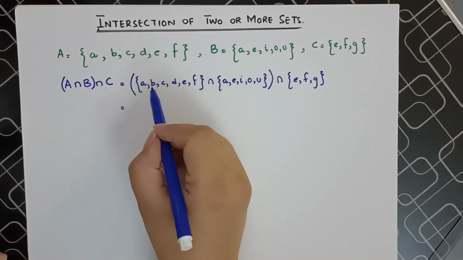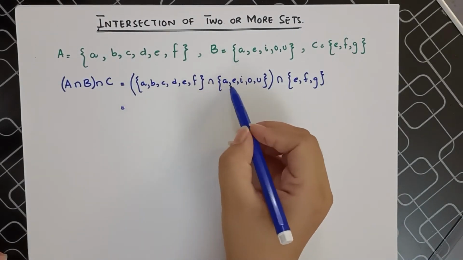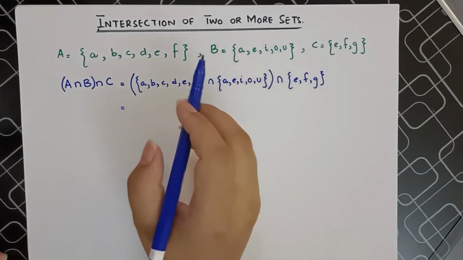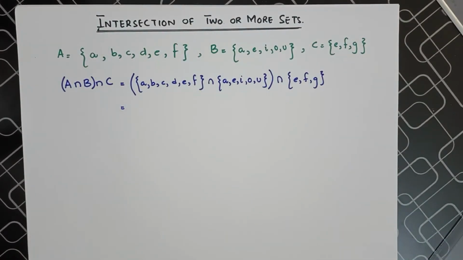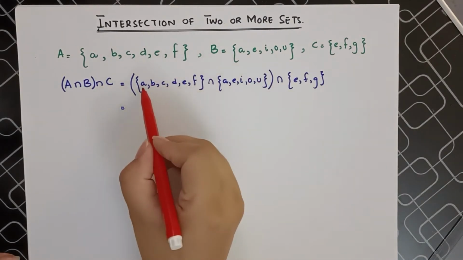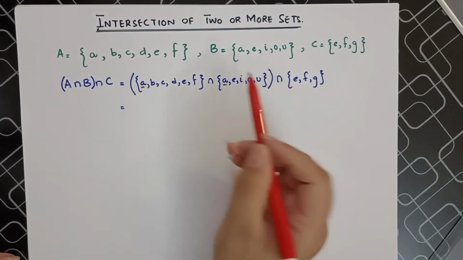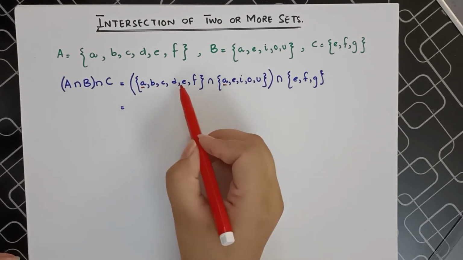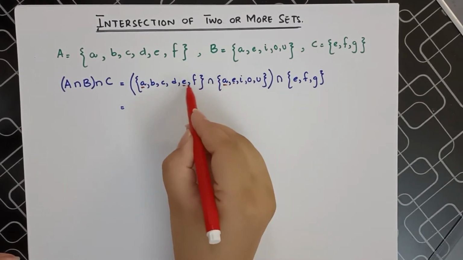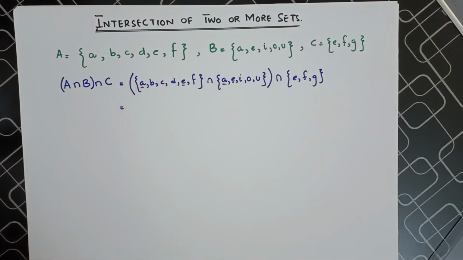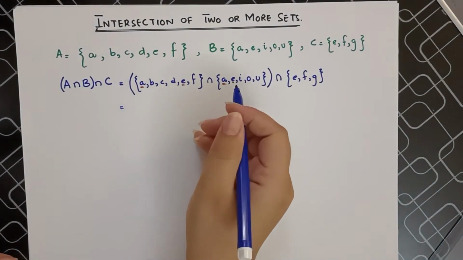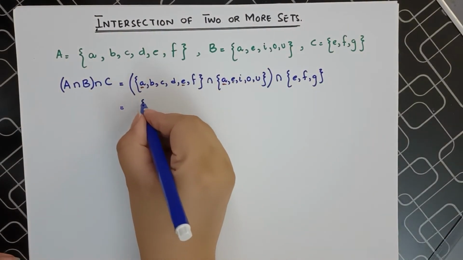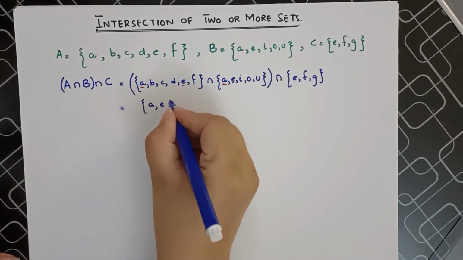So here we have A, B, C, D, E, F, intersection A, E, I, O, U. Now we have to look for the commons that we have here because intersection is being performed in these two sets. So the common one here is A and A. B is here, no it's not here. C is here, no it's not. D, no. E, yes. F is not present, right? So first of all, we're going to write the commons between these two sets, which are A and E.